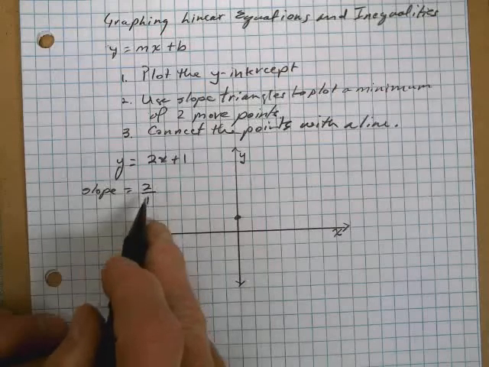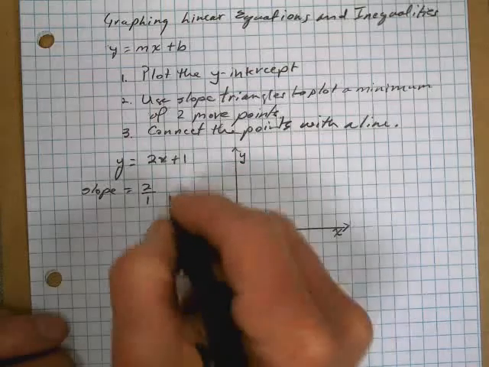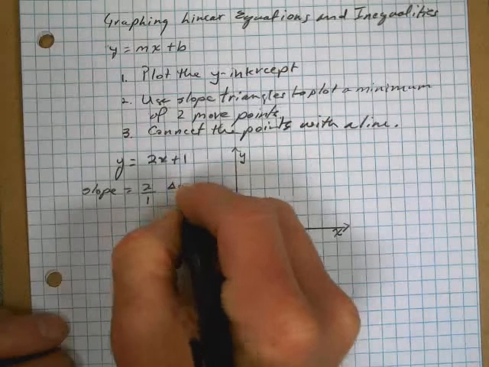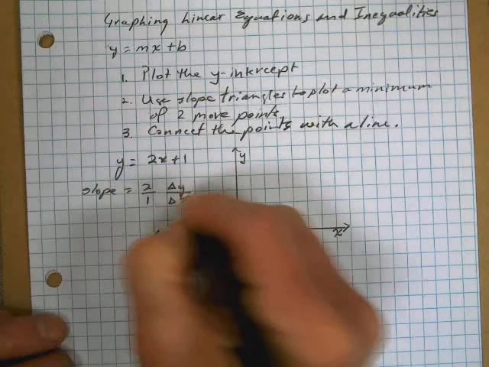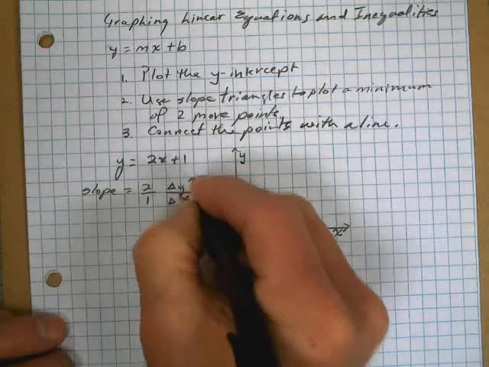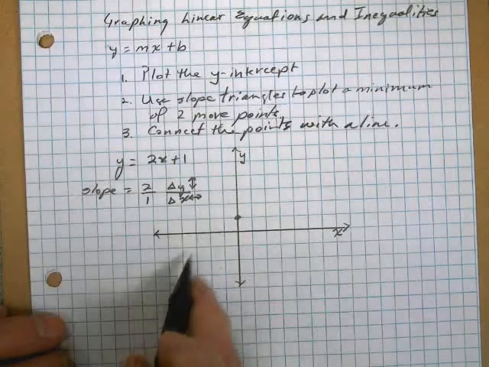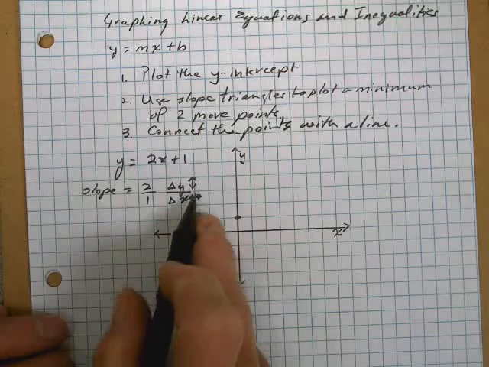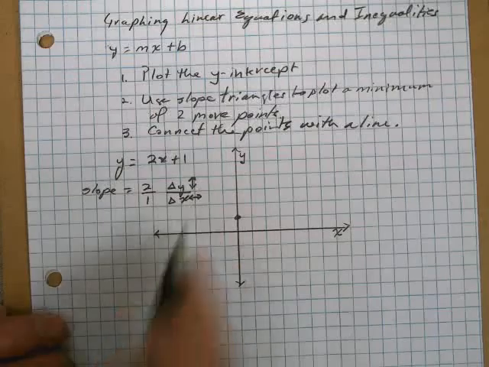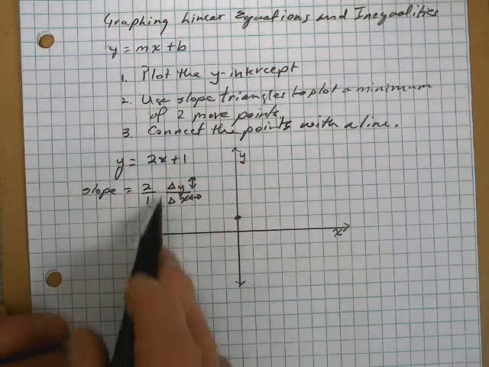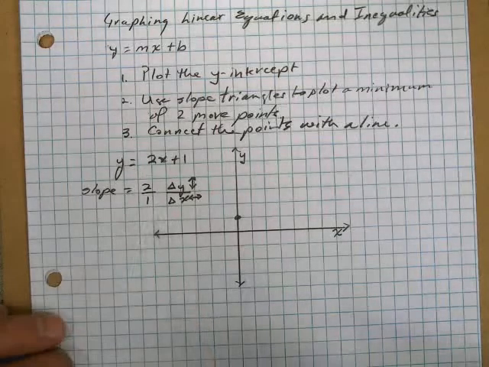Remember that slope in this form can be thought of as delta y over delta x, where delta y is the vertical change and delta x is the horizontal change. Let me reinforce that by using a couple of arrows here. So delta y is vertical change. I've drawn a little line that shows vertical change, and delta x is horizontal change. So 2 is our vertical change and 1 is our horizontal change.